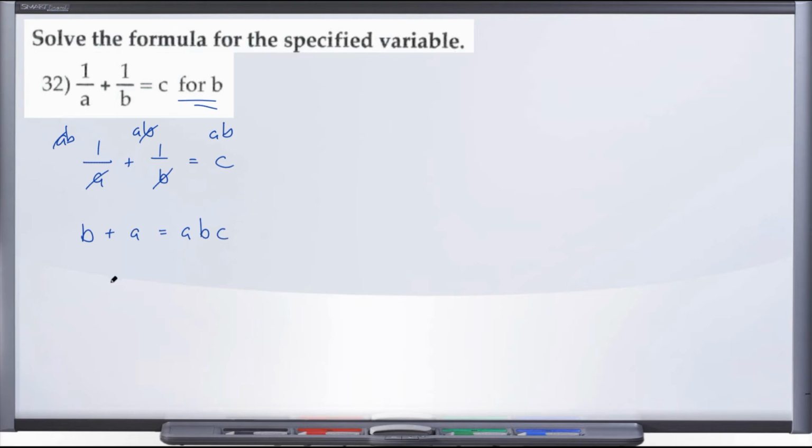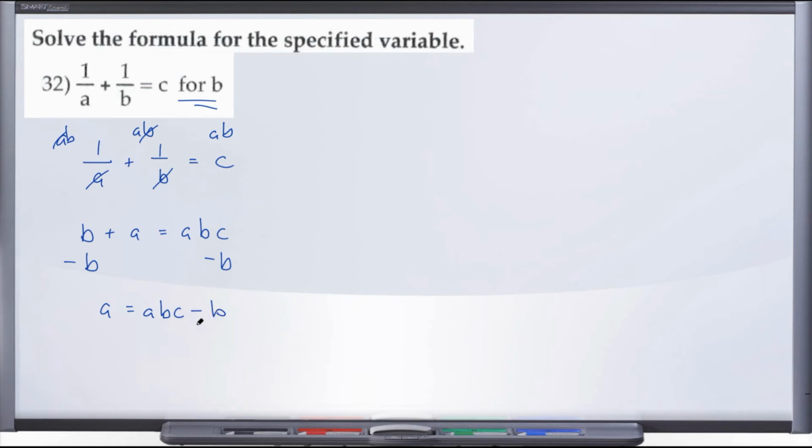So let's go ahead and, because we're solving for B, let's get the B's on one side. Right now we have a B on the left and a B on the right. So I'm going to subtract B from the left. And now we're left with A equals ABC minus B.